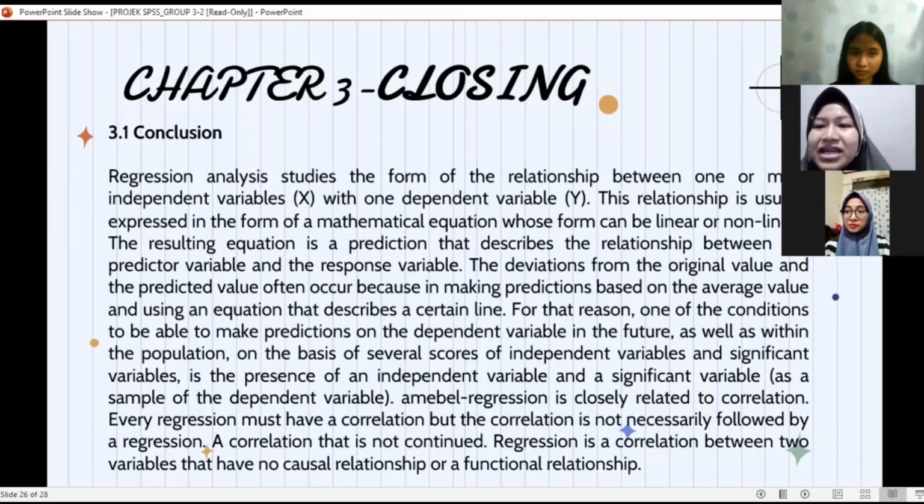Regression is closely related to the correlation. Every regression must have a correlation, but the correlation is not necessarily followed by a regression. A correlation that is not continued by regression is a correlation between two variables that have no causal relationship or a functional relationship.